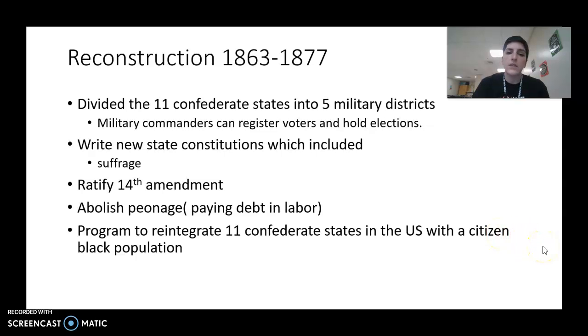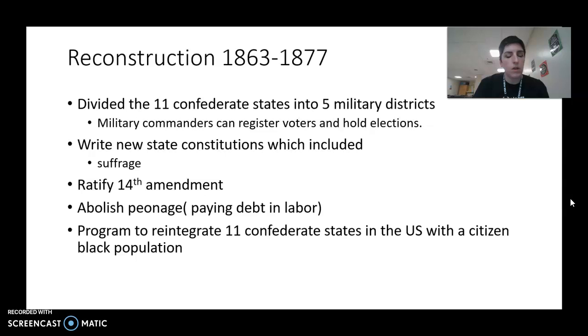It divided the 11 Confederate states into 5 military districts. That's important because the military districts ended up being part of the Union, which was the Northern troops. So military commanders were able to register voters and hold elections in each of these states. They wrote new state constitutions, which now included suffrage, which basically included voting rights for African Americans. And they ratified the 14th Amendment.